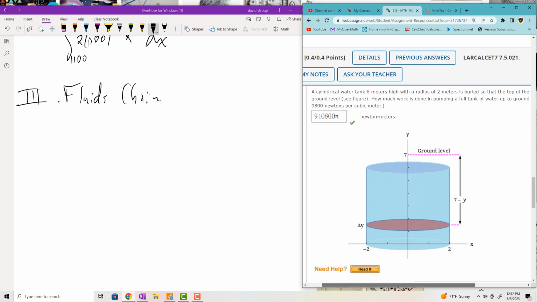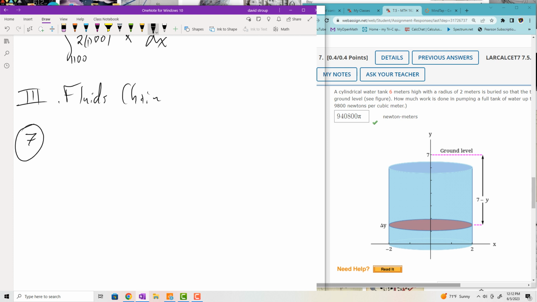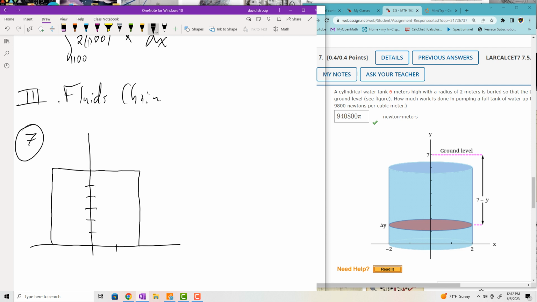So in problem number 7, we have a cylindrical tank, and we usually consider the cross section of it. So drawing out the cross section of the thing you see on the right there, it's a box, right? It's going from the actual dimensions of the cylindrical tank. The radius is 2, and then the height is 6. 1, 2, 3, 4, 5, 6.